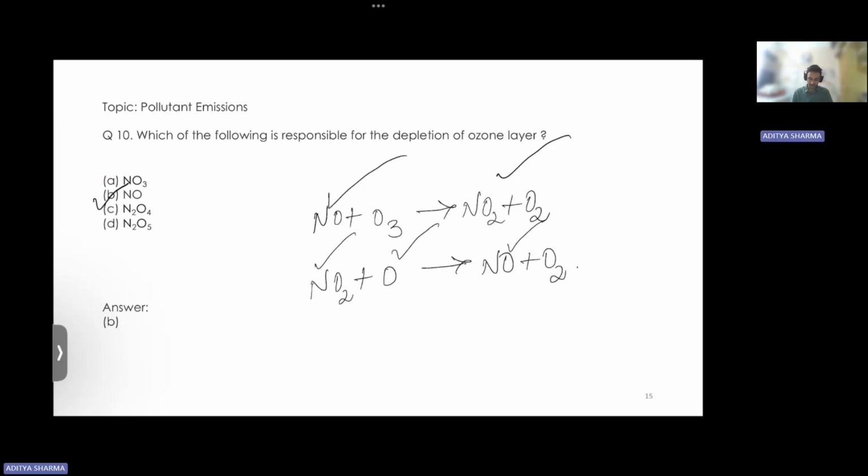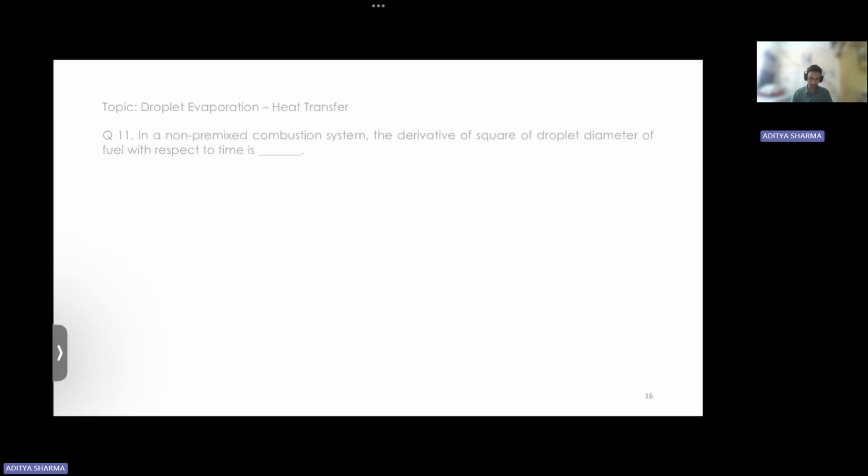So B option is correct, NO. Then we have question number 11, which is on droplet evaporation heat transfer.